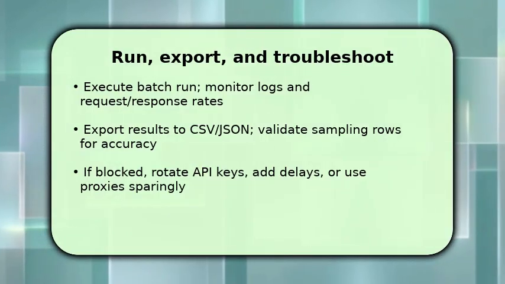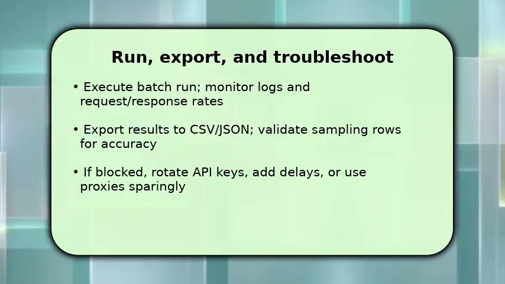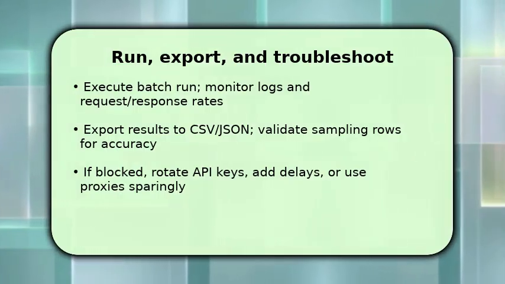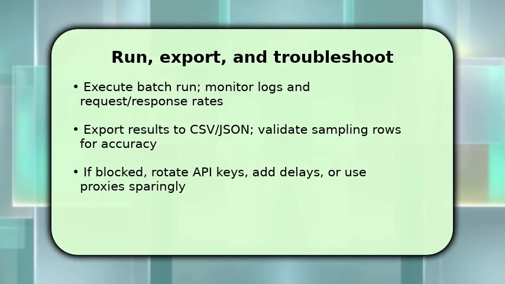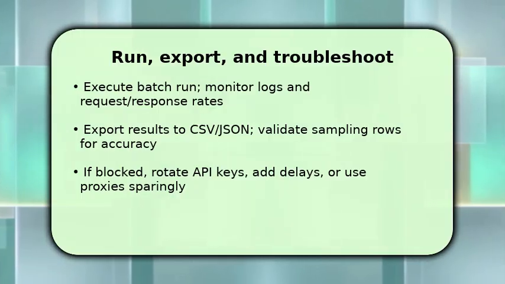If something goes wrong, like throttling or missing fields, try rotating API keys, adding delays between requests, or using a proxy. Make sure to rerun a small test to confirm the fix.